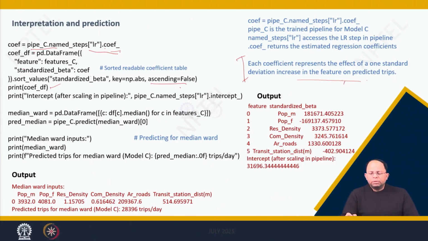So this is the output. You can see population M, population F. These are the different standardized beta values which we have got, and the intercept value is also being printed. Based on that, we can use this particular model to predict for the median ward, like we did earlier in the previous lecture. And this is the result. Once we have used that to predict for the median ward and printed the data, this is what you will see. The predicted trips for the median ward using model C is 28,396 trips per day.